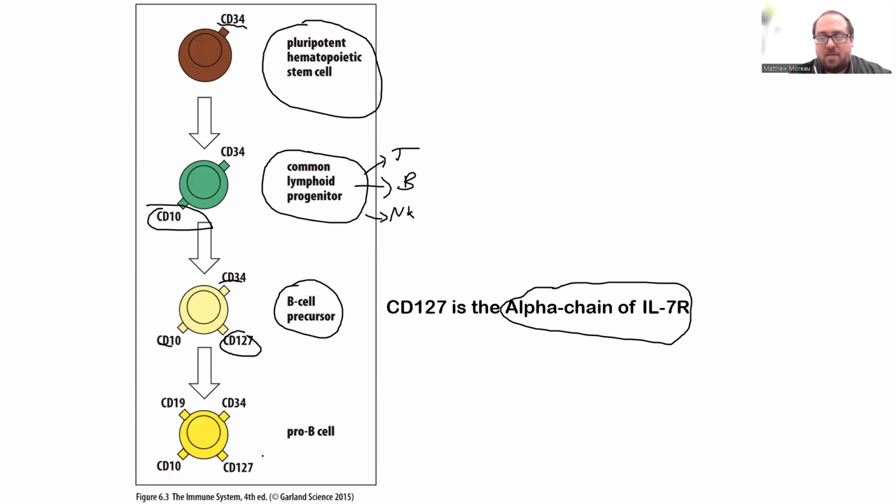And then finally, finishing it off, they start to express CD19. We'll talk about CD19 throughout this lecture. And when you have CD19, CD34, CD10, and CD127, this is now a pro B cell, and we're now well on our way to producing a functioning, naive, but mature B cell.